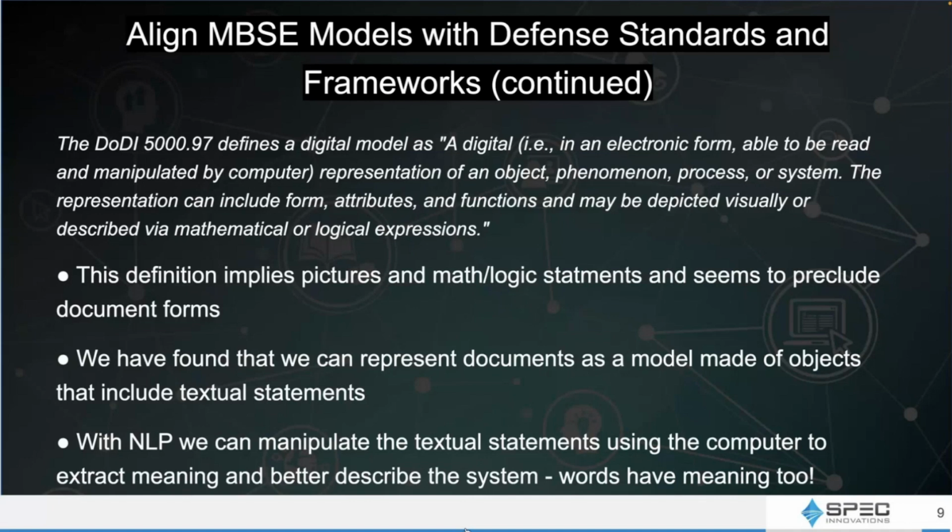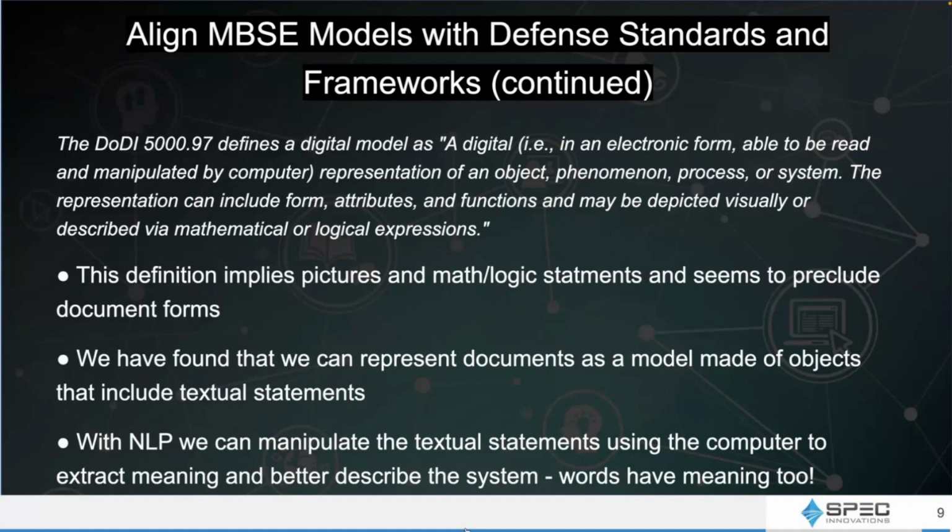And this is their definition. I'm going to read it for you and let you think about it as I read it. So a digital, i.e. in an electronic form, able to be read and manipulated by computer, representation of an object, phenomenon, process, or system. The representation can include form, attributes, and functions, and may be depicted visually or described as mathematical or logical expressions. Now that's kind of interesting.